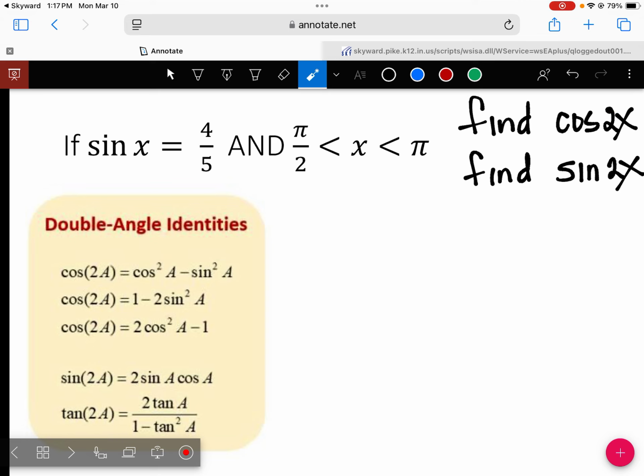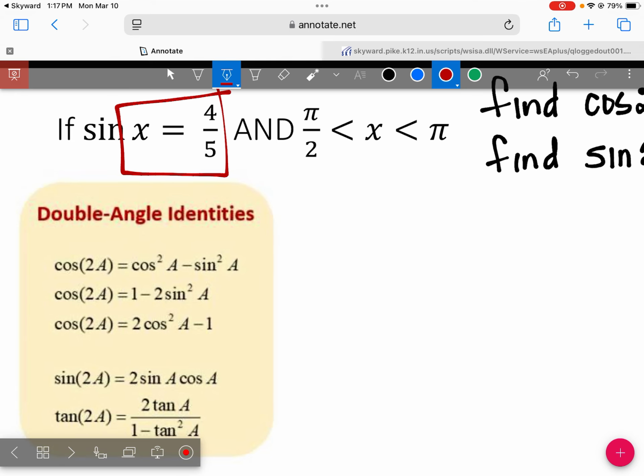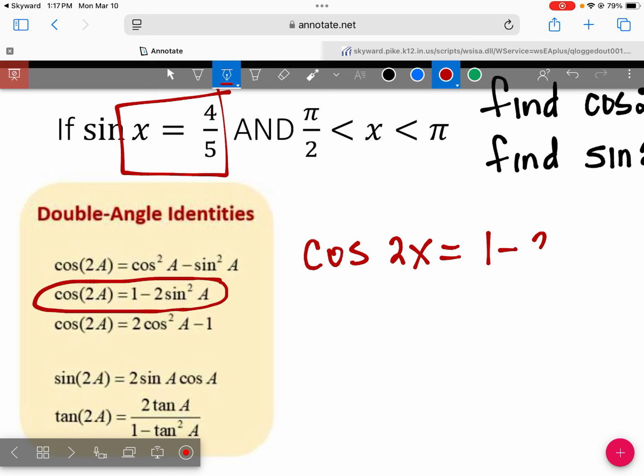All right, so the only thing they gave us is sine. And fortunate for us, we have an option that only uses sine. So this is the one I'm going to work with. So I'm going to do cosine of 2x equals 1 minus 2 sine squared. And what did they say sine was?